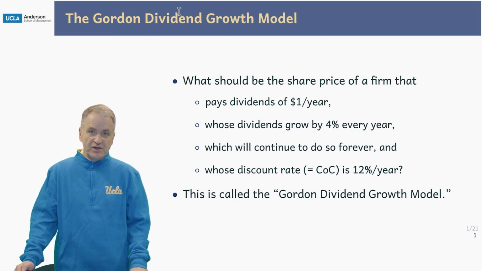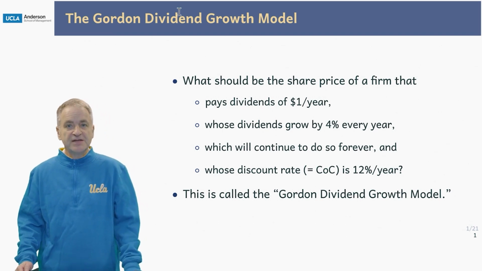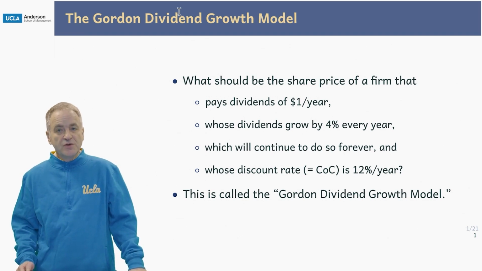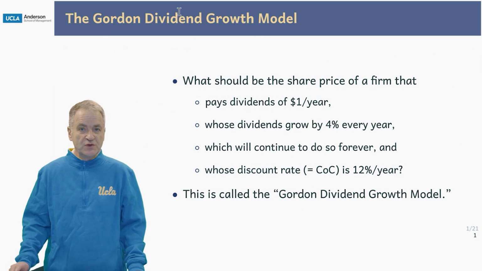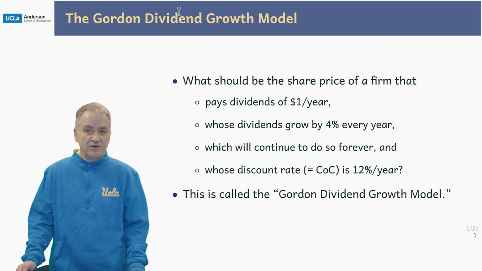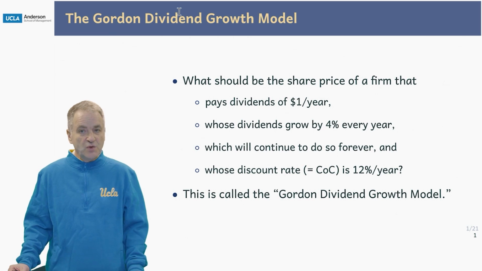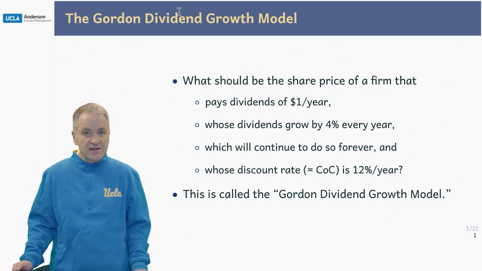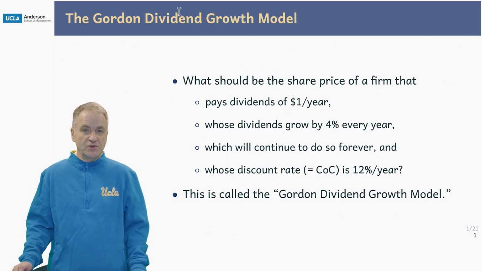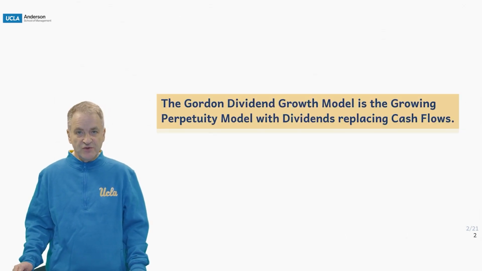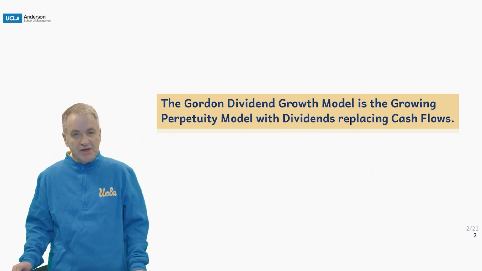What do you think should be the share price of a firm that pays dividends of $1 per year, whose dividends grow by 4% every year, which will continue to do so forever, and whose discount rate is 12% per year? This is called the Gordon Dividend Growth Model. It's literally just the growing perpetuity formula applied to dividends. Nothing else. Dividends replace cash flows, that's it. So you already know this model.